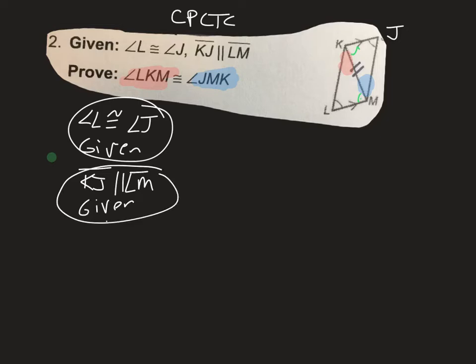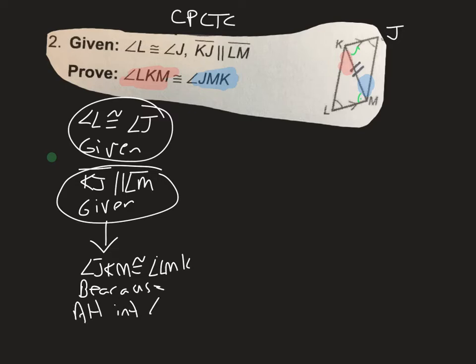Now, what does that mean? Well, that implies something. I'm not going to make my circle till later because I might run out of room. That implies that angle JKM is congruent to angle LMK because alternate interior angles are congruent.